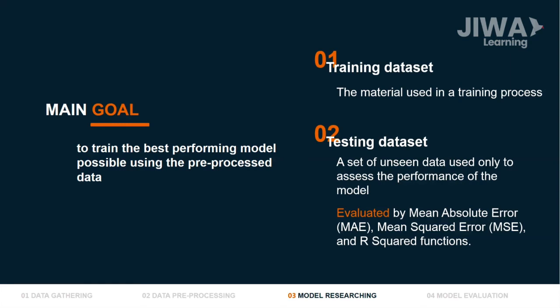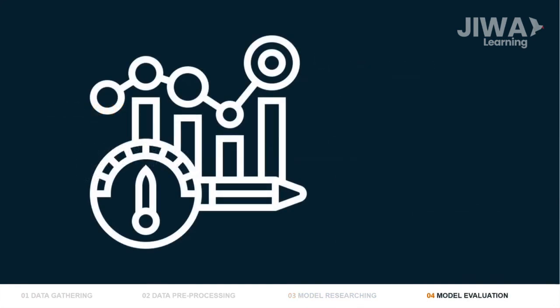After the machine learning has done the training process, the model is applied to a testing dataset. A testing dataset is a set of unseen data used only to assess the performance of the model. The models are evaluated by their mean absolute error, mean square error, and R-square functions. Then after several algorithms have been applied, the next step is model evaluation. This step is to find the best model representing our data and how well the chosen model will work in the future. To improve the model performance, we might tune the hyperparameters of the model.